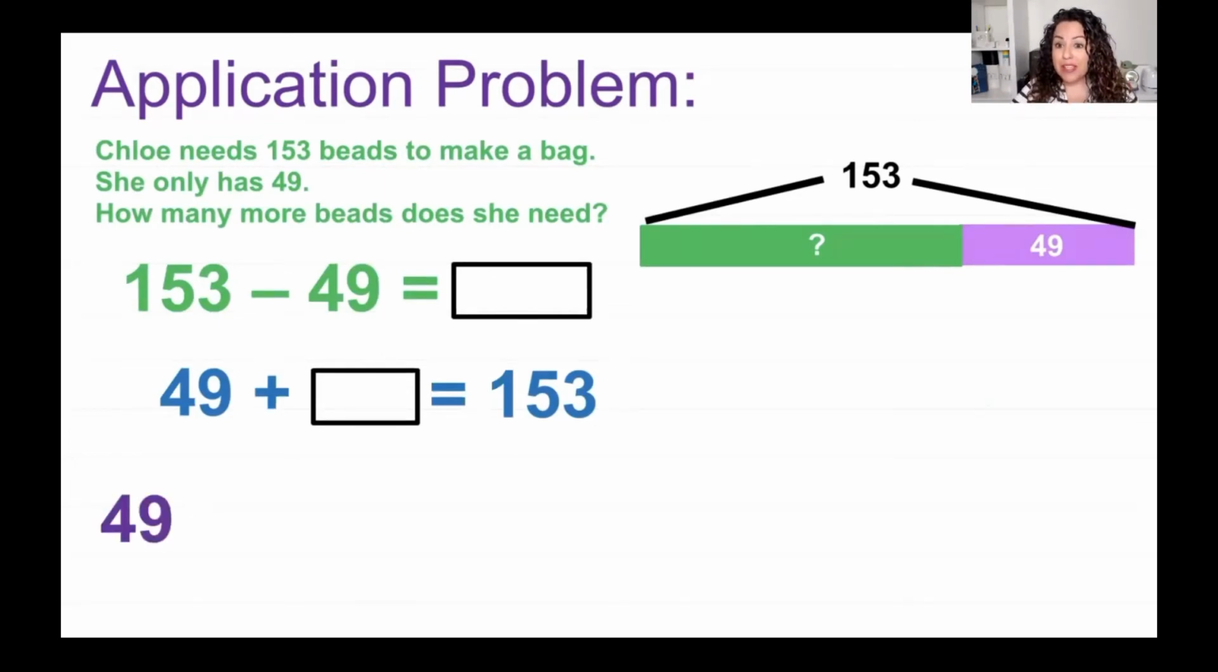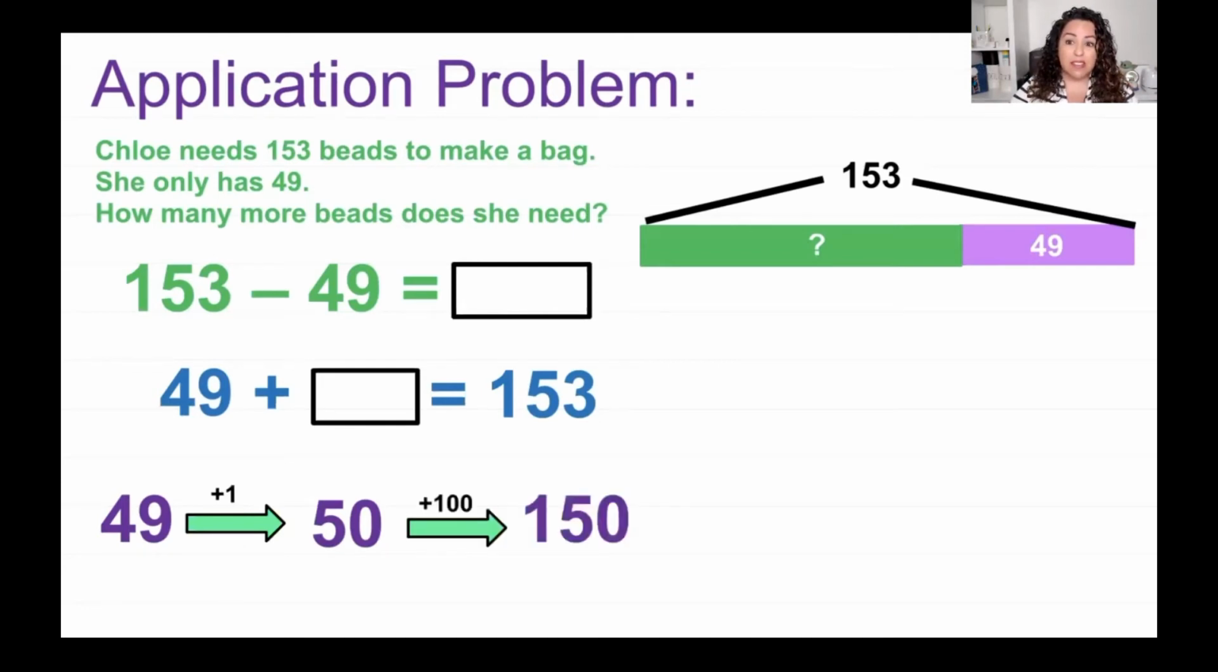So I'm going to go ahead and start with 49. Now, when I have 49, how many do I need to get to my next friendly number? Well, my next friendly number is 50, so I only need one more, and I'm already at 50. Now, to get to my next friendly number, I need 50 to get to 100. But if I know I need to get to 150, why not just make an arrow that says plus 100? And that gets me to 150. How many more do I need to get to 153? I only need 3 more, and we have arrived at 153.